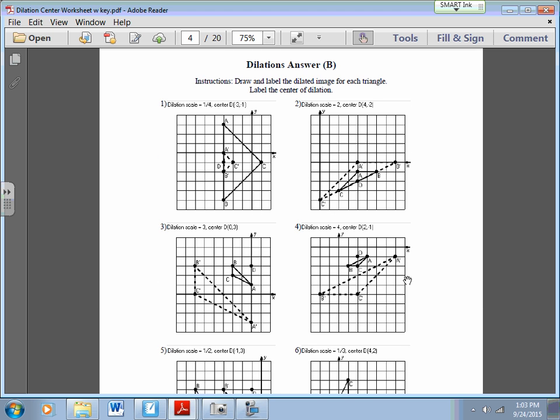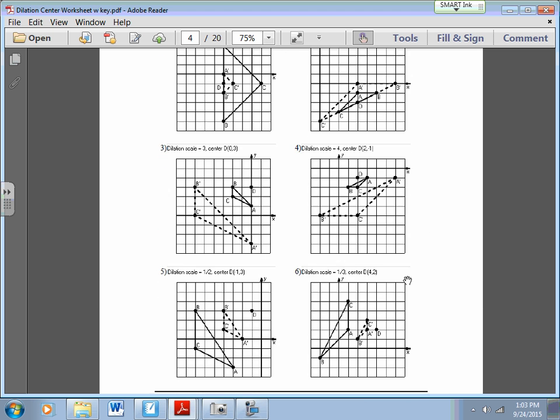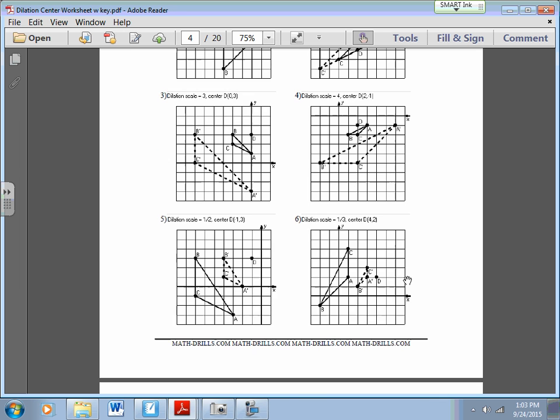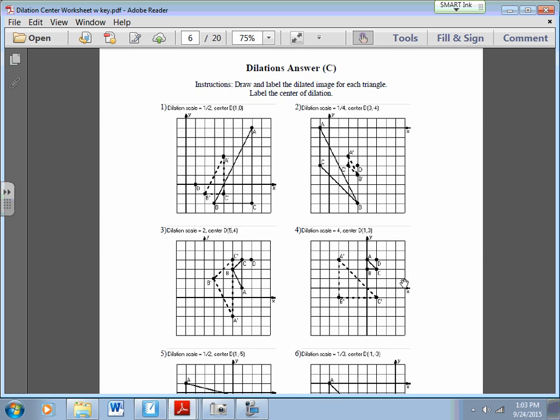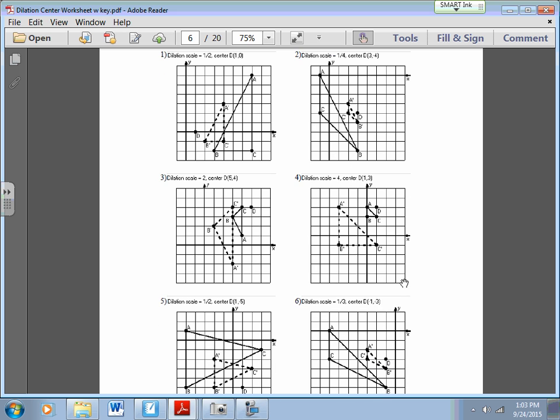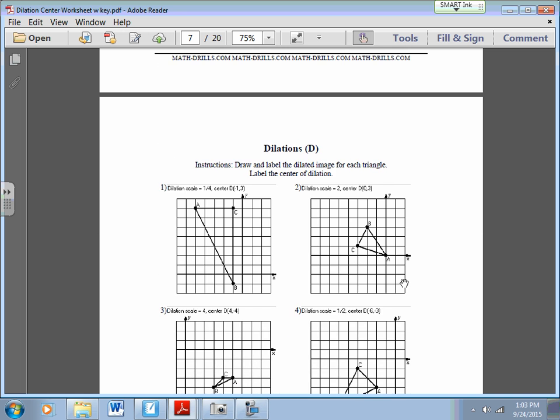This is dilation B. Dilation C. Dilation D.